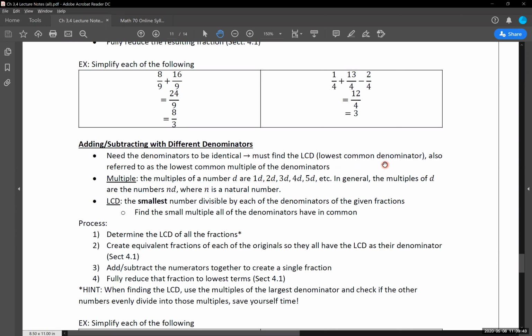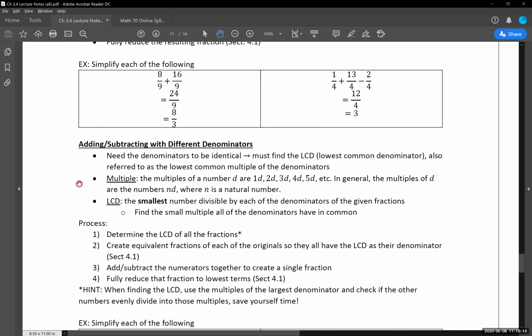Now you might read in the textbook or from other resources that this thing is referred to as the lowest common multiple of the denominators, and that's another accurate statement. So you're either going to see it listed as the lowest common denominator or the lowest common multiple of the denominators. And really it's the exact same thing, just two ways of saying it.